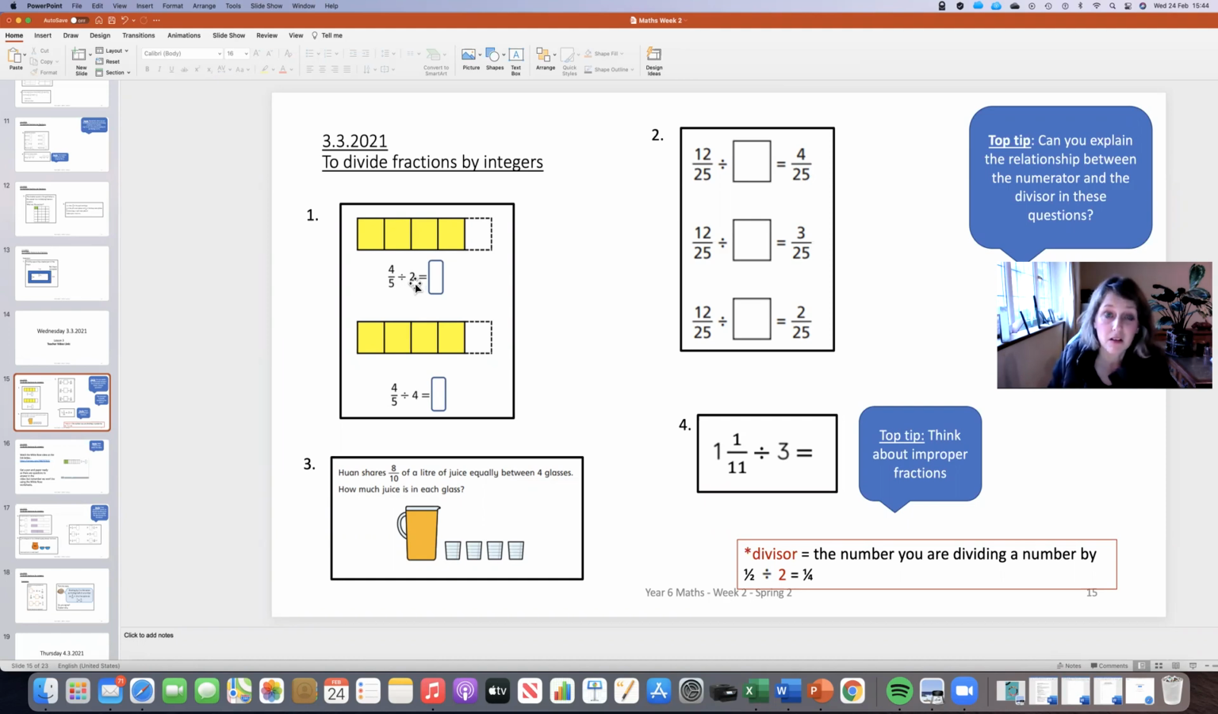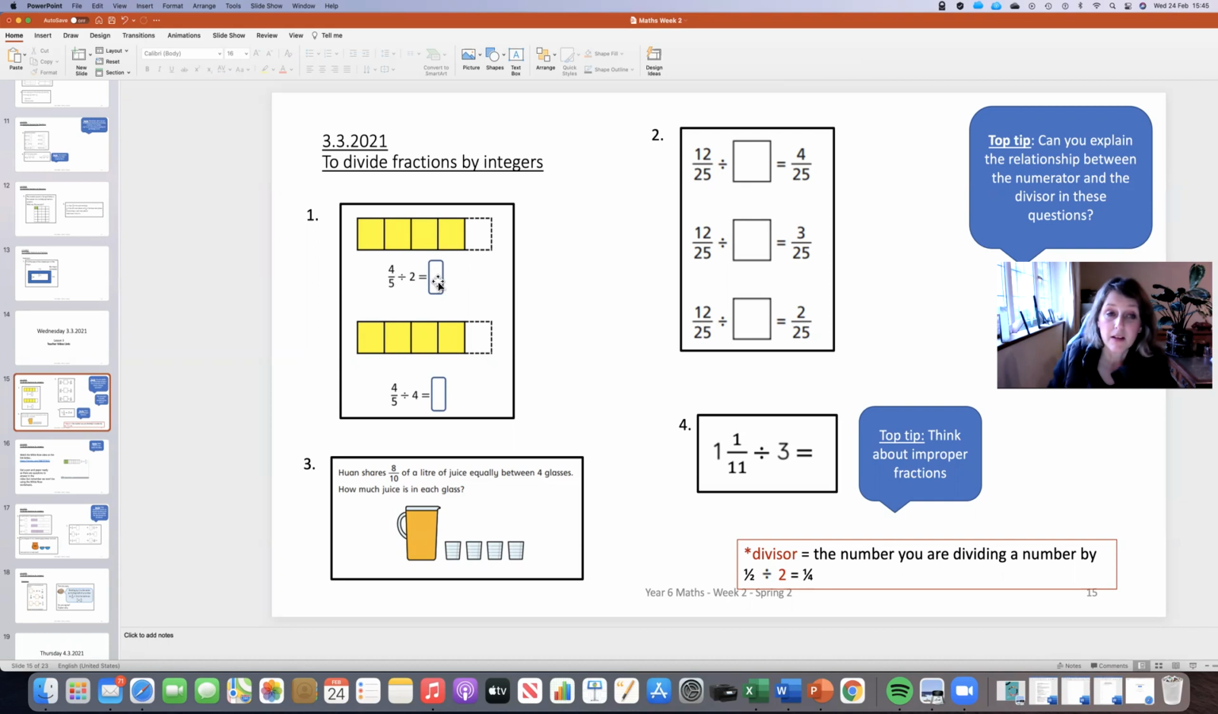So remember, when you're doing division, you're kind of sharing out, aren't you? You're grouping, you're sharing out. So if we had 4/5, I'm sharing it between 2 people. 1, 2, 3, 4. How many fifths would they have each? Well, one lot would have 2/5 and the other lot would have 2/5. So that's quite a simple calculation. 4/5 divided by 2 is 2/5.